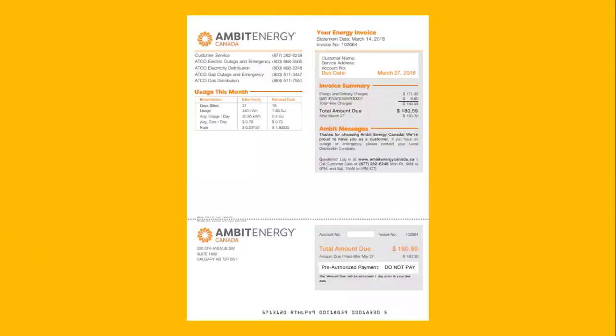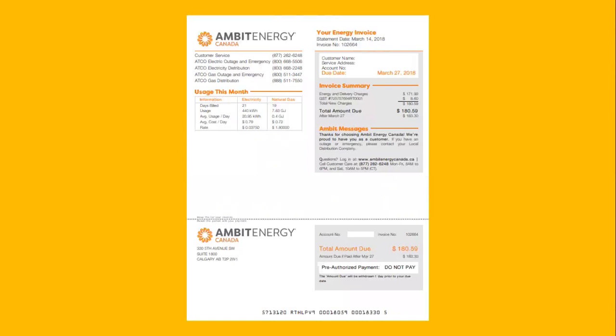So this is an Ambit Energy dual commodity bill. It's going to have both gas service and electricity service. It is a real bill. Note that I've blocked off the customer name and all that stuff. So you're free to use this information at your leisure, but take a really good look at this.